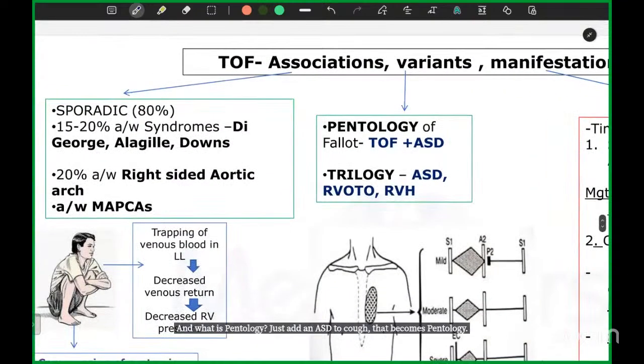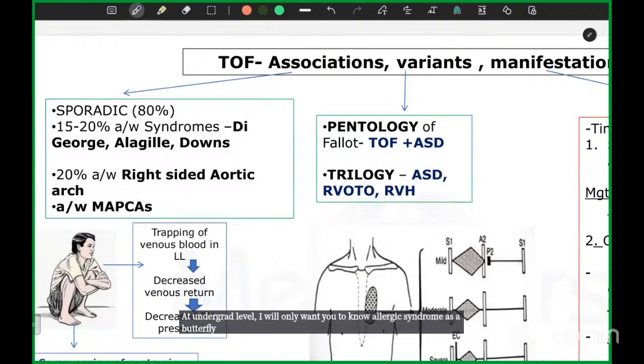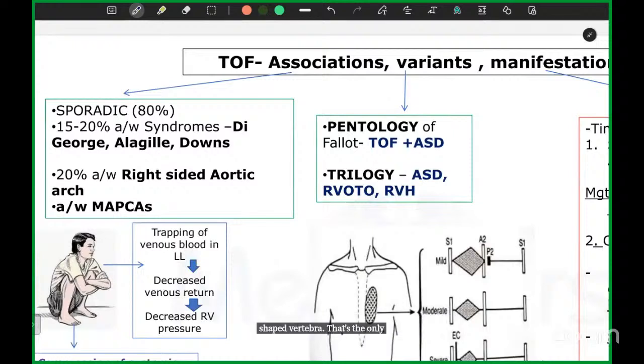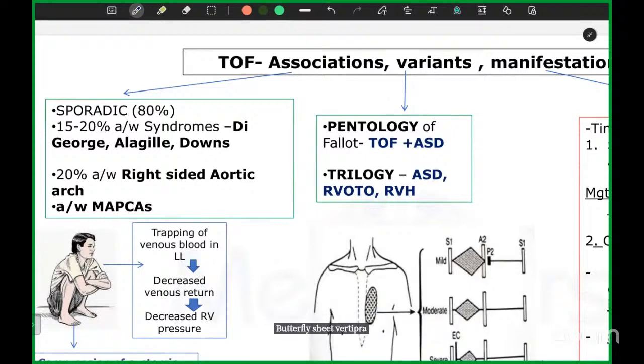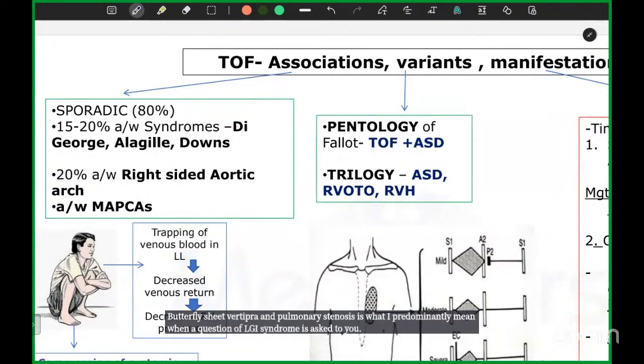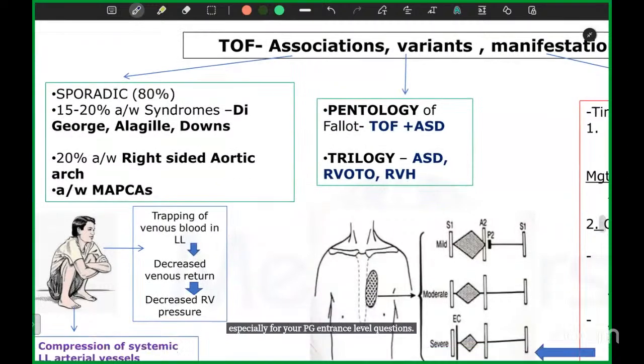Okay, mostly it is sporadic in 80% of the cases, whereas 15 to 20% of cases are associated with DiGeorge syndrome, Alagille syndrome, and Down syndrome. At undergrad level, I will only want you to know Alagille syndrome as a butterfly-shaped vertebra. That's the only thing that I want you to know. And it can come with pulmonary stenosis. Just remember these two terms, butterfly-shaped vertebra and pulmonary stenosis, is what I predominantly mean when a question of Alagille syndrome is asked to you, especially for your PG entrance level questions.